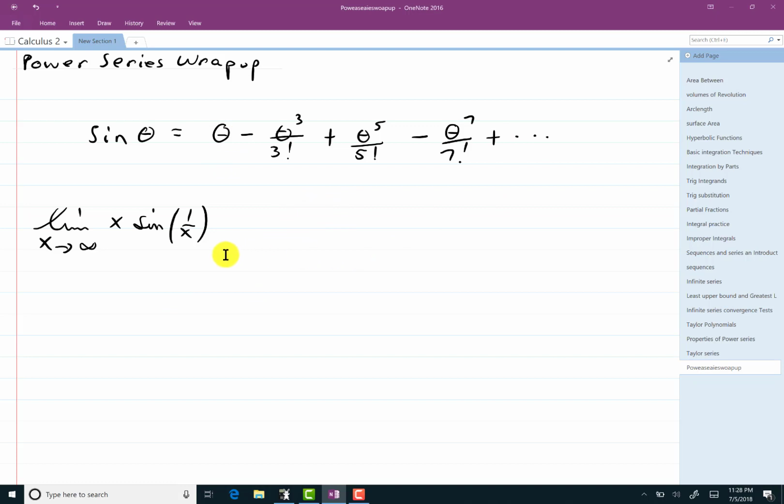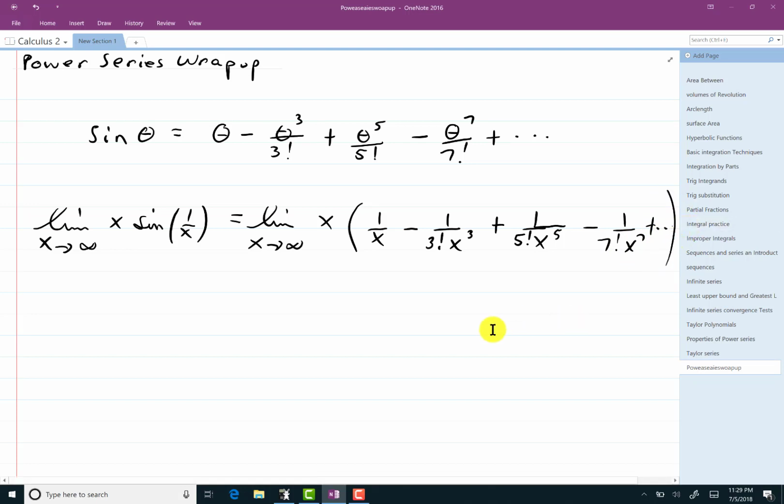So anyways, what we're going to do is I'm going to use this series, but I'm going to plug 1 over x in for theta. So this will be the limit as x goes to infinity. For right now, let me keep this x here outside and then put in the series for 1 over x. So the first piece will be 1 over x, and then this piece will be minus 1 over 3 factorial times x cubed. And then I'm going to have plus 1 over 5 factorial times x to the fifth, minus 1 over 7 factorial x to the 7th, and this goes on.